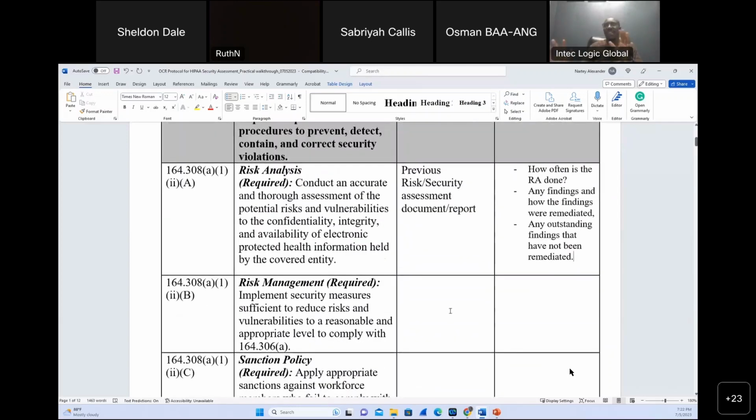Good. I hope it's clear now. Let's move on to the next one. We have a lot to cover, but trust me, by the end of this exercise, you should be able to perform a HIPAA security assessment without any sweat.